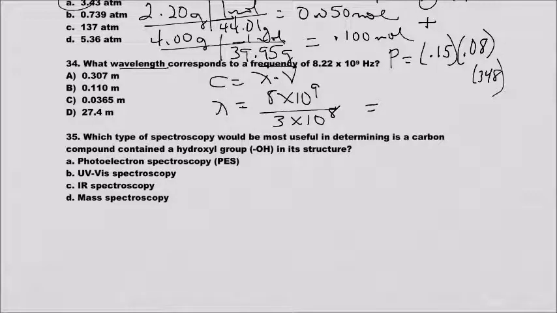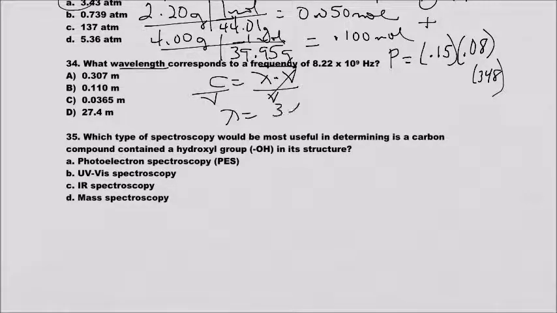So basically, I end up with, well, this is what happens when you don't show all your math. You make a mistake. So let me start that over because I just realized I rearranged it incorrectly. I need to divide the frequency to the other side. So wavelength equals the speed of light over the rounded version of our frequency, so 8 times 10 to the 9th.